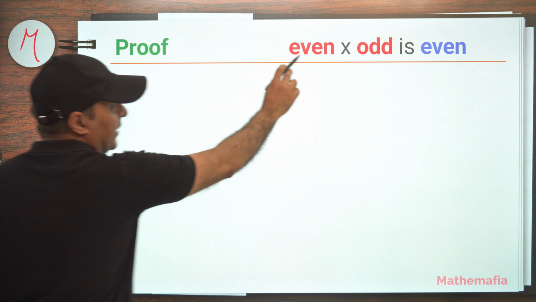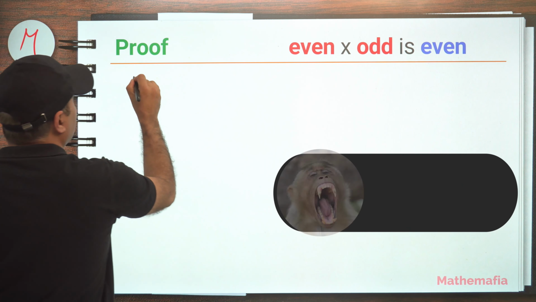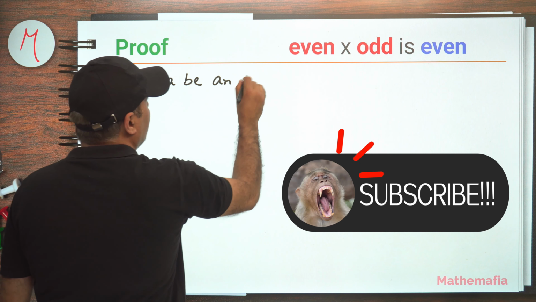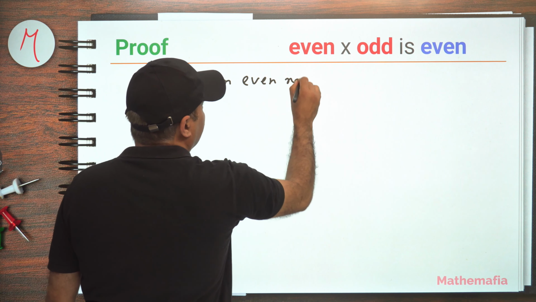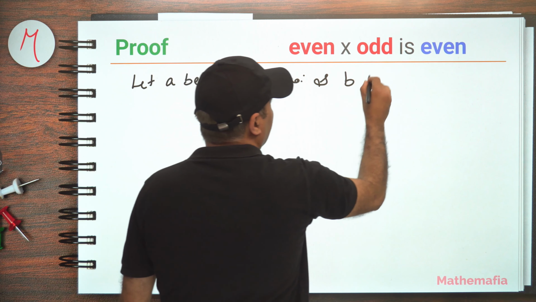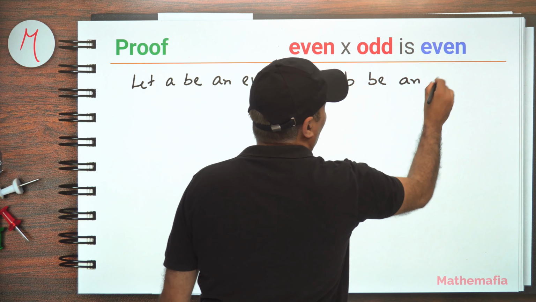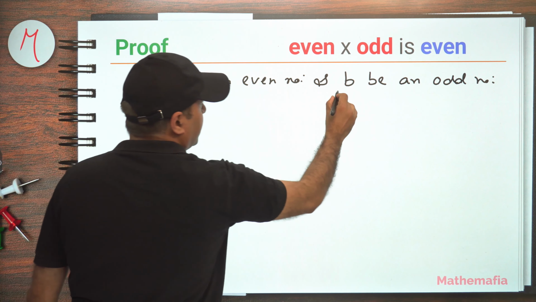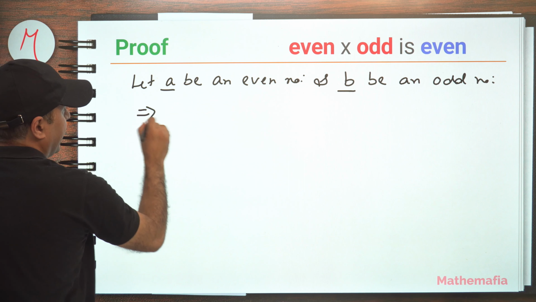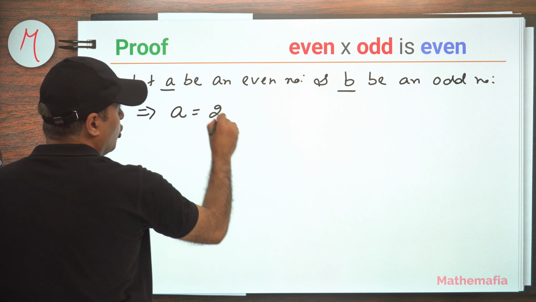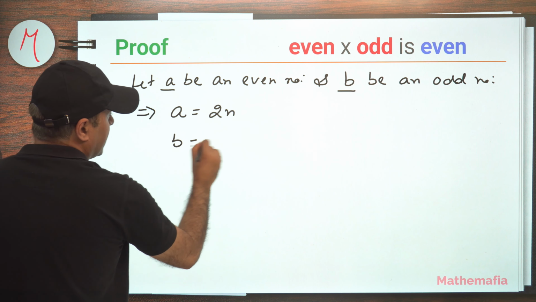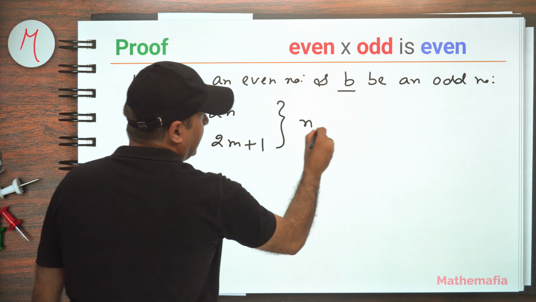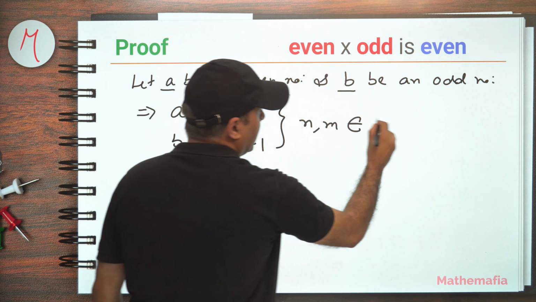So let's take one even number and one odd number. So let a be an even number and b be an odd number. Okay, so a is even and b is odd, so definitely I can write a as 2n and b can be written as 2m plus 1, where both n and m are integers.